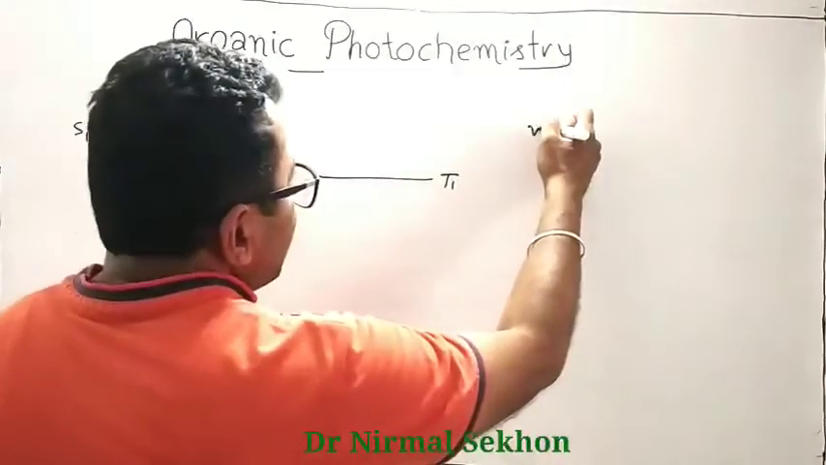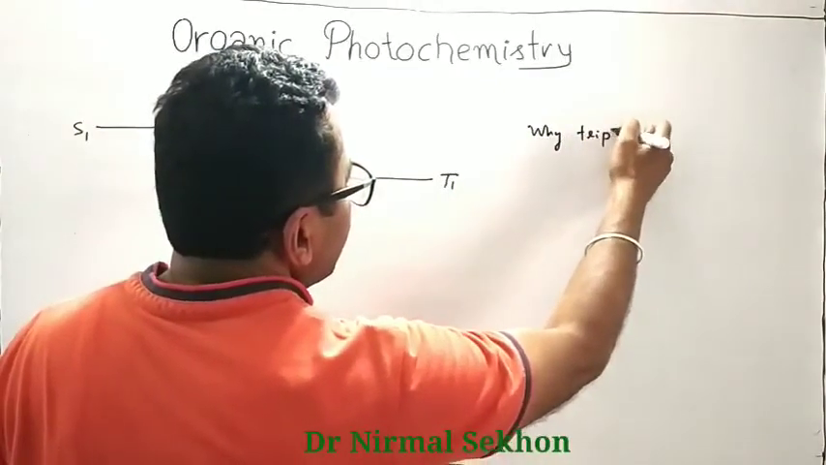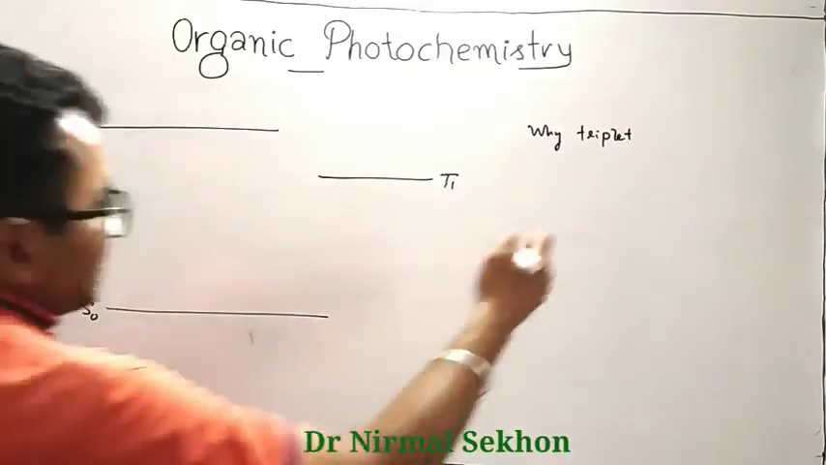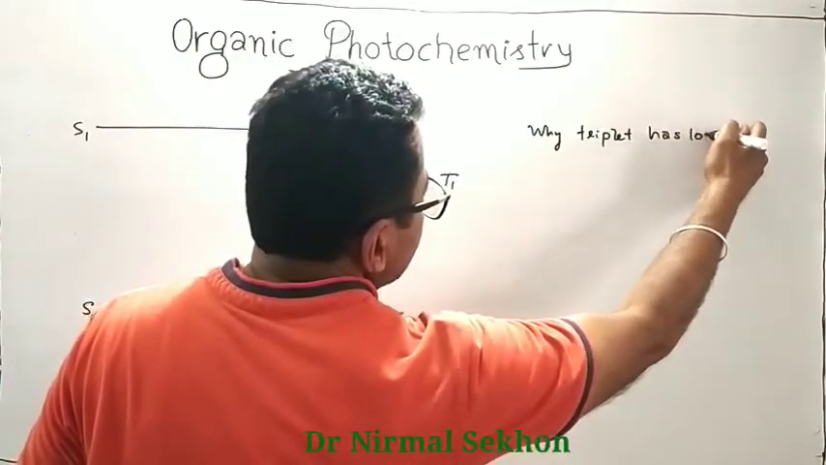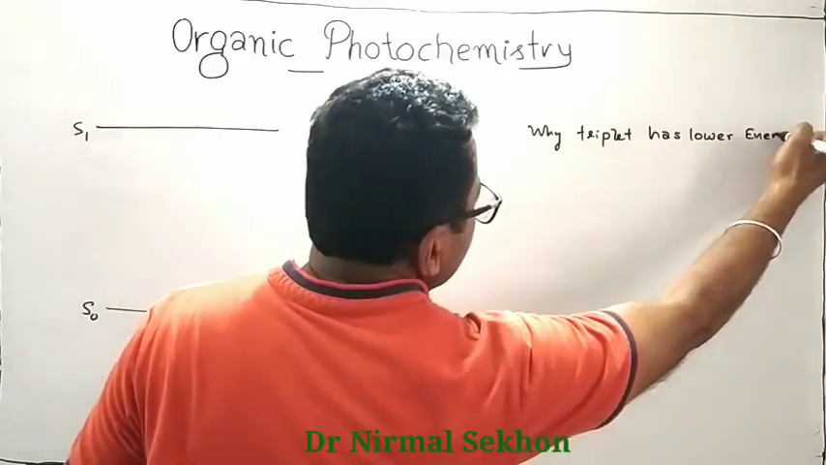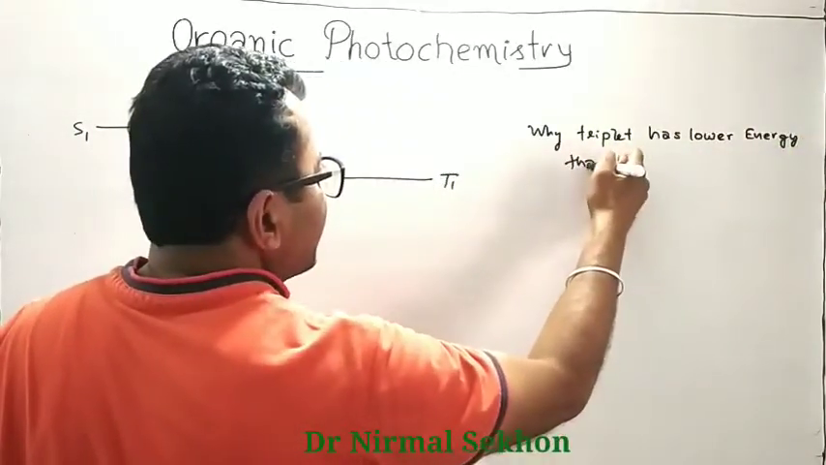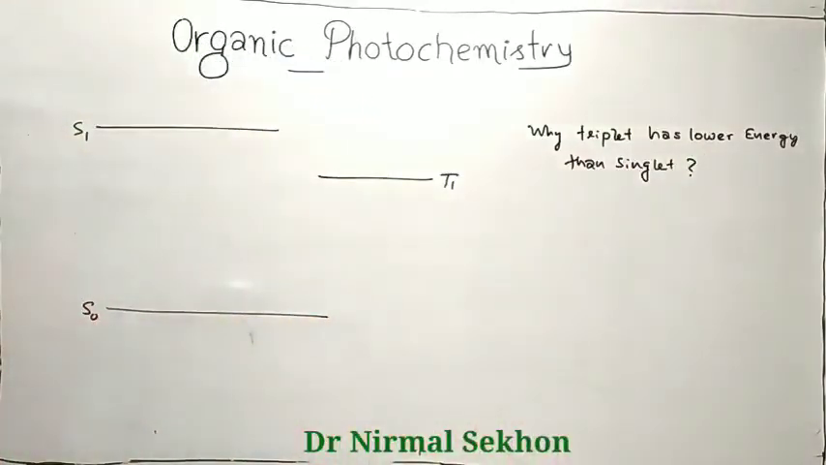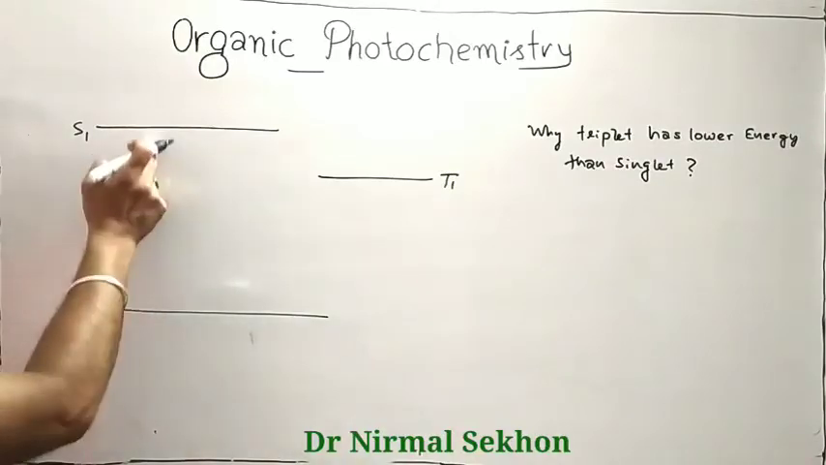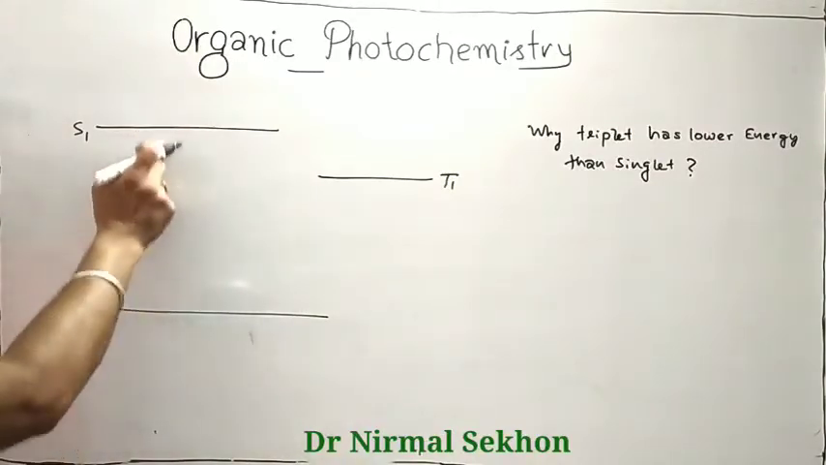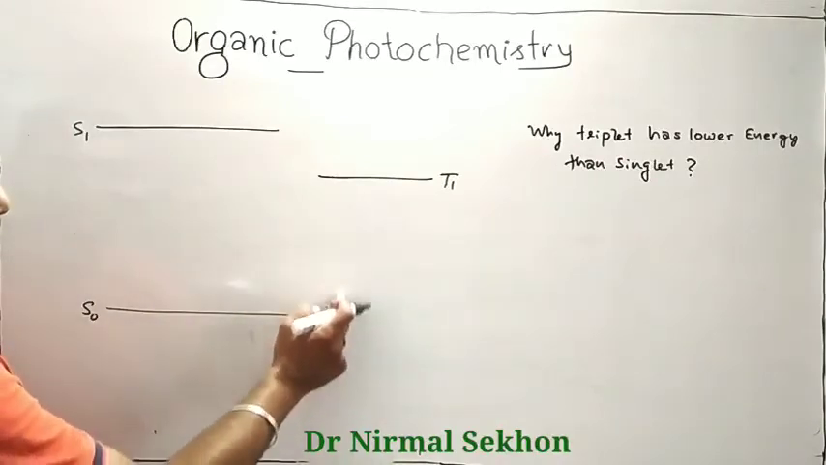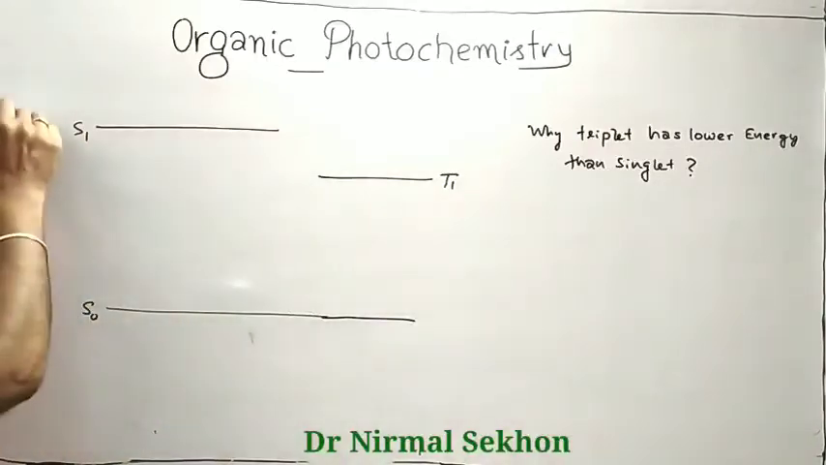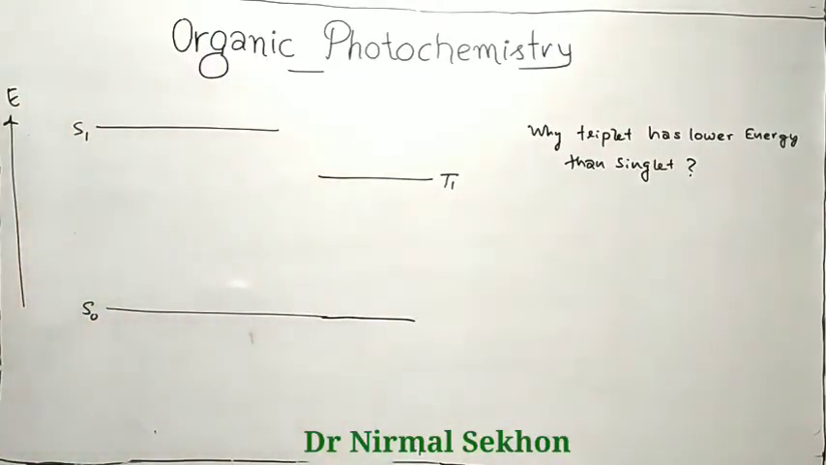Now, the question is, why does triplet have lower energy than singlet? This is the ground state. This is the energy gap between the ground state and the singlet state, and this is the energy gap between the ground state and the triplet state. So this is lower energy. So why does triplet have lower energy?